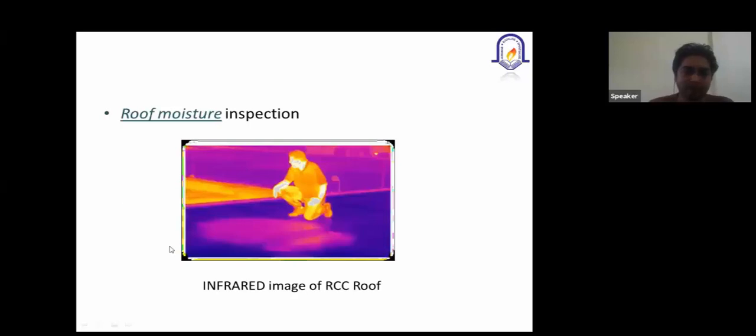I don't have the actual image of this, but this is the thermogram of that particular image. You can see here there is a total moisture patch present. Okay, so this moisture patch cannot be seen with the naked eyes, but we can see it through this thermal camera.